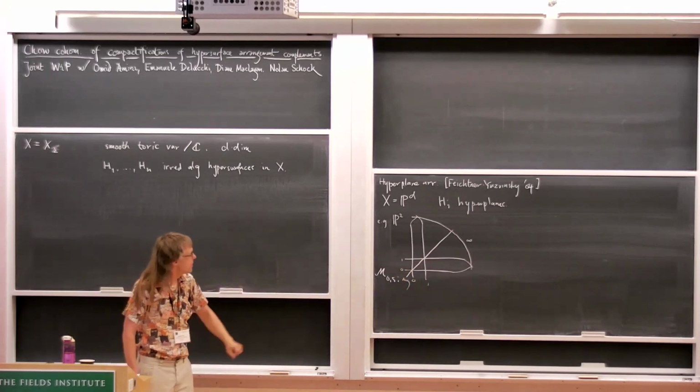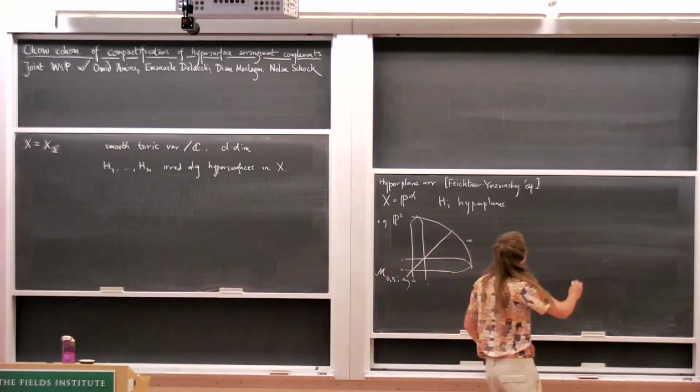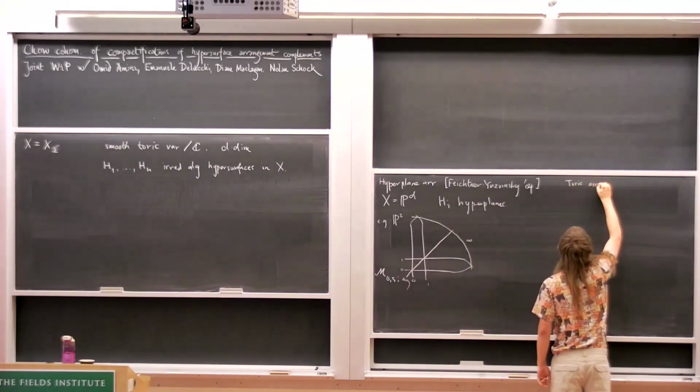All right, so that's one class of example. Another class of example is arrangements of subtori in a torus.